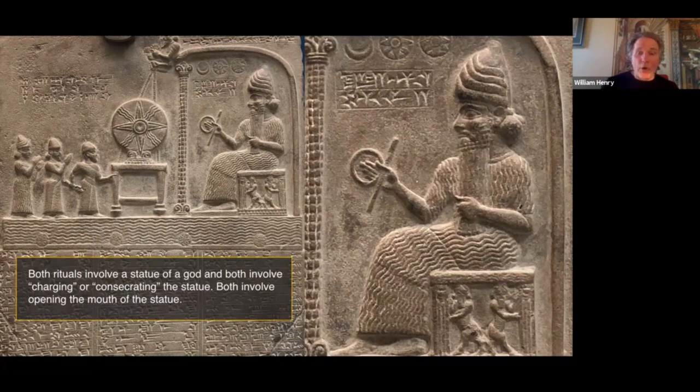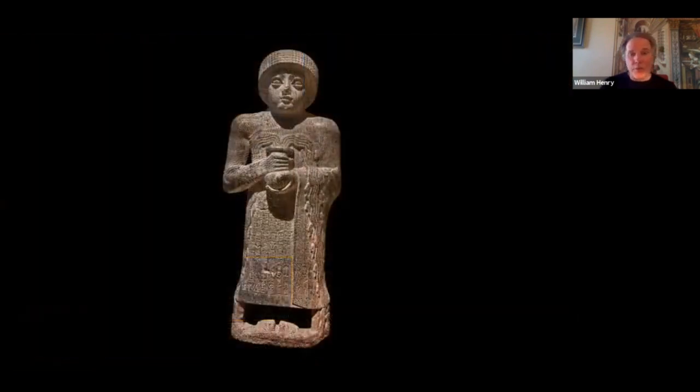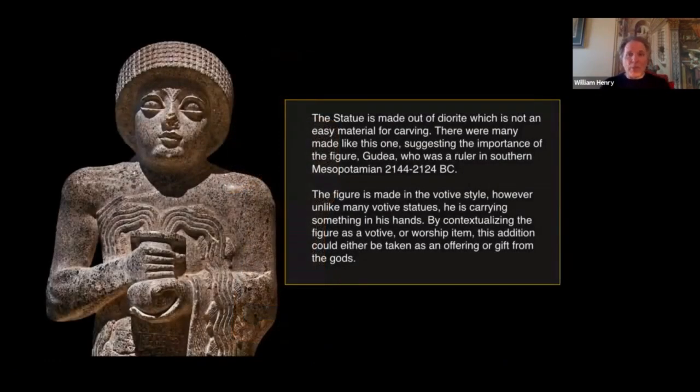and both involve opening the mouth of the statue. From Samaria, we have this other example of King Judea. Academic art scholars look at this and say, okay, this is one of numerous representations of Judea, King Judea. But this one is very important because the statue first is made out of diorite, which is very difficult to work with. It's not an easy material for carving.